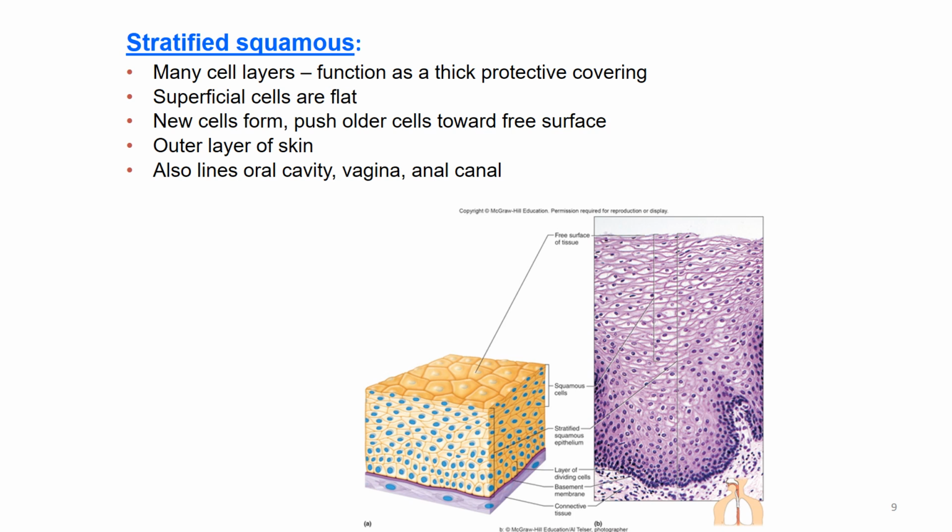Stratified squamous tissue is made up of many cell layers. So here the cells are on top of each other. Because it is made up of many cell layers, this is important for protection. So these cell layers help to protect the deeper tissues below, deeper to this tissue. The location for this tissue is our skin. Also, it's found inside of our mouth and in the vaginal and anal canals.